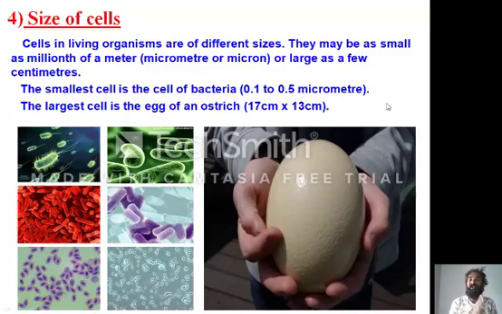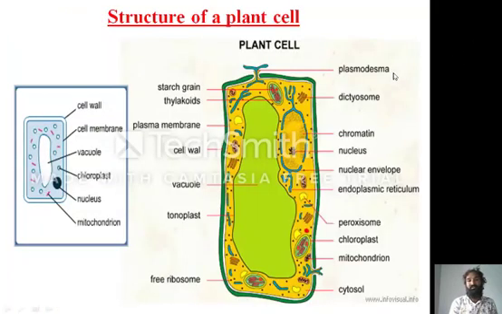So that's why the size also varies from one organism to another organism, and from one tissue to another tissue. Now going to the next, a typical cell. Based on the organisms, cells are mainly categorized into two types. One is the plant cell and the second one is the animal cell. The typical plant cell has different kinds of parts. For example, the chloroplasts are present.